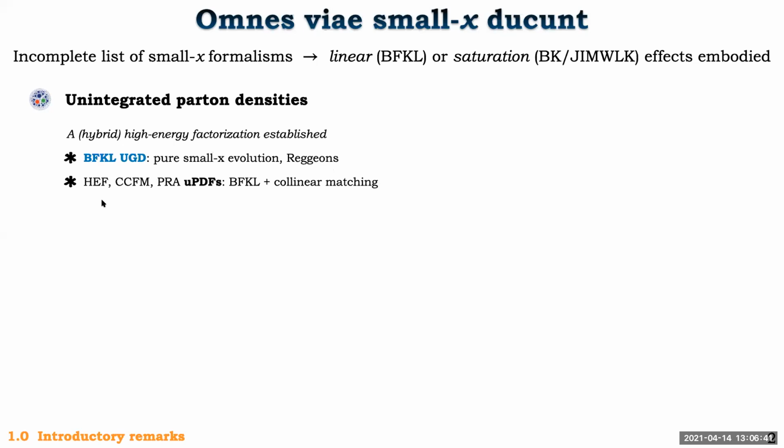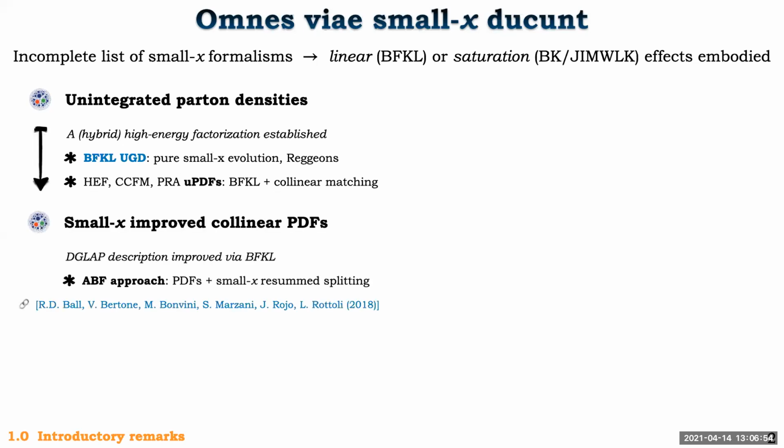Then there are other approaches, like high energy factorization, CCFM, or the partonization approach, which help us to describe an unintegrated PDF in which BFKL is matched with a collinear ingredient. Then the second possibility is the determination of small x improved collinear PDFs, in which we consider standard collinear PDFs but with a small x resummed splitting. And in 2018, we had the first determination of this kind of unpolarized PDF.